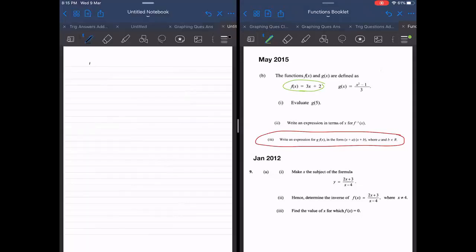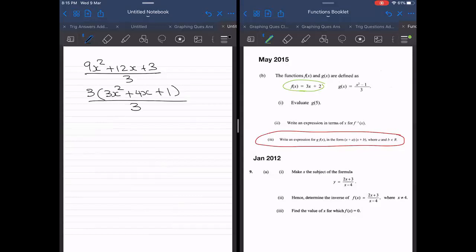Okay, so I have 9x squared plus 12x plus 3 over 3. So I should notice that 3 is common to everything, right? So I could take out a 3 out the top. That leaves 3x squared plus 4x plus 1.